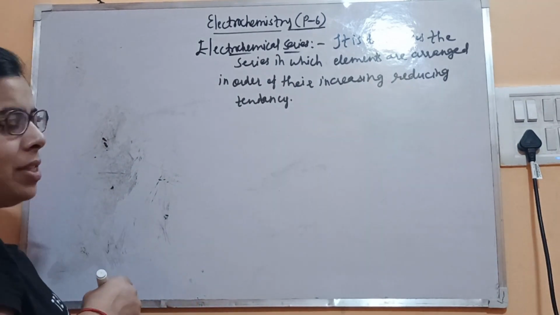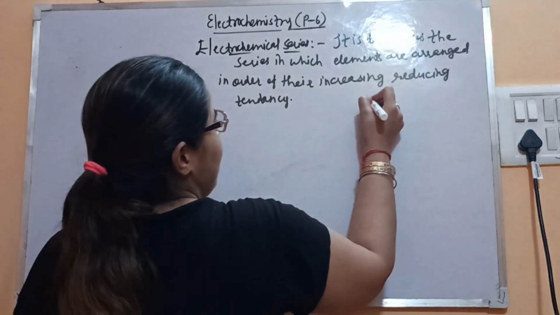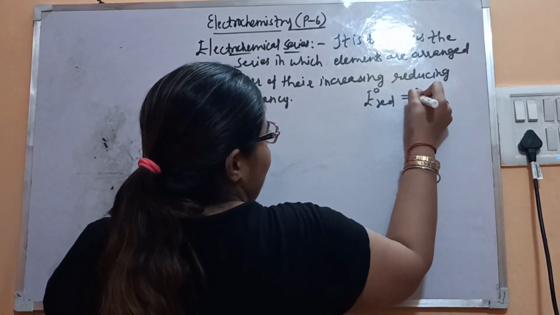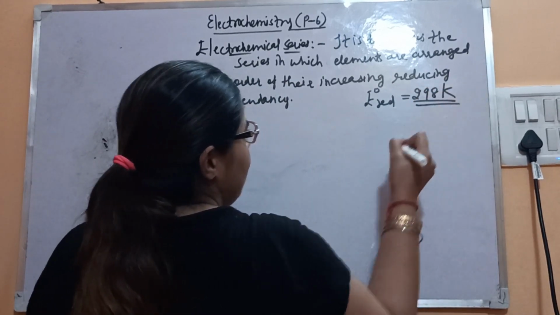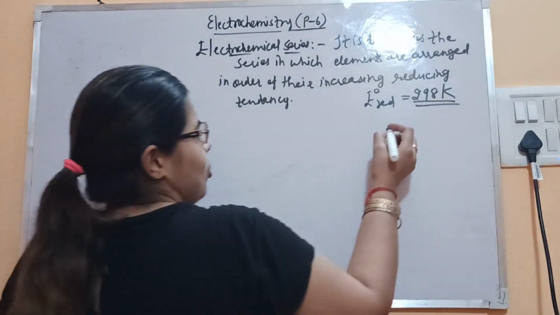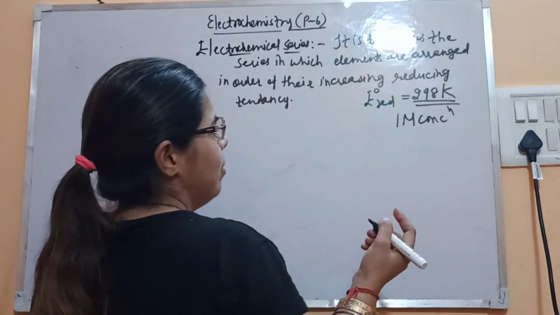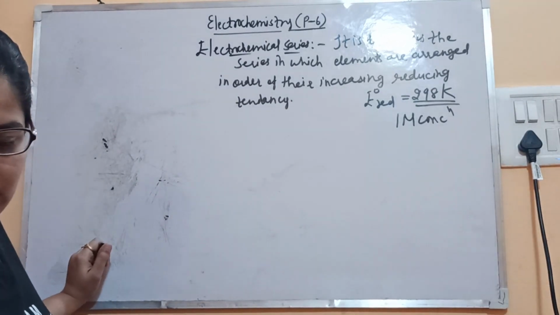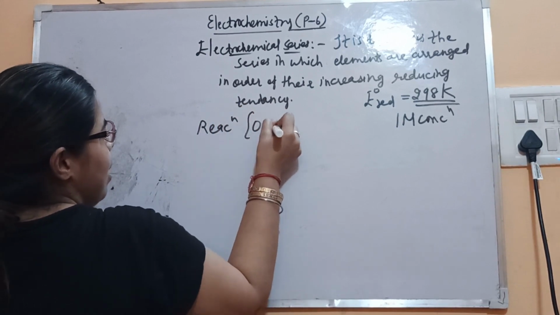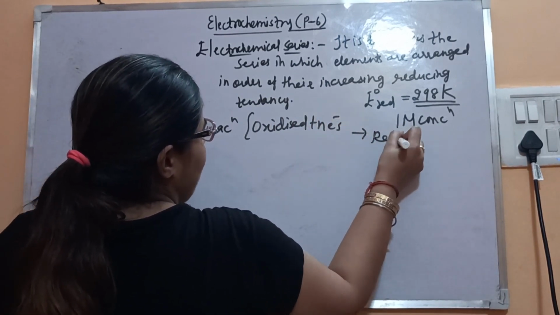I am just discussing the series with you, and all the electrode potentials, that is E naught reduction of a cell, are measured at 298 Kelvin because it is under standard condition. Its value is fixed, calculated for 1 molar concentration at 298 Kelvin. If it is a gas, then it will be a pressure. So let's consider the reaction: the oxidized form takes electrons and gets the reduced form.